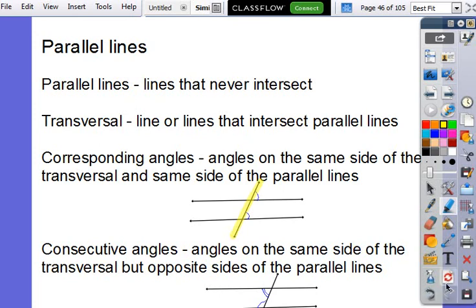All right, there are, I think, 4 types of angles that we're going to look at that you need to be able to identify as soon as you see them. First one is corresponding. Angles on the same side of the transversal, the same side of the parallel lines. Now, I've marked one pair. How many other pairs are up there that are on the same side of the transversal and the same side of the parallel? These are both on the right and the top.